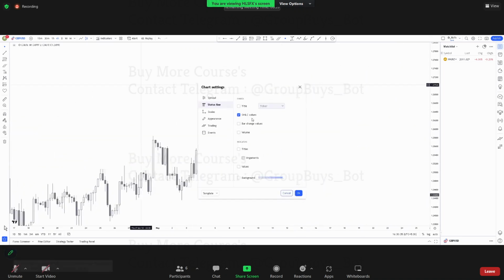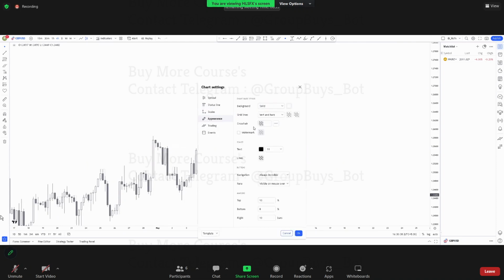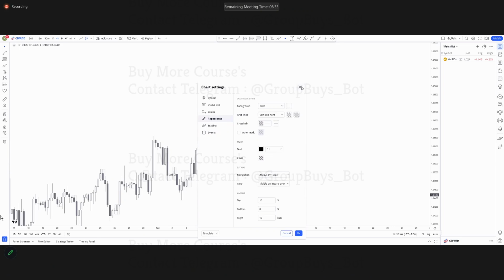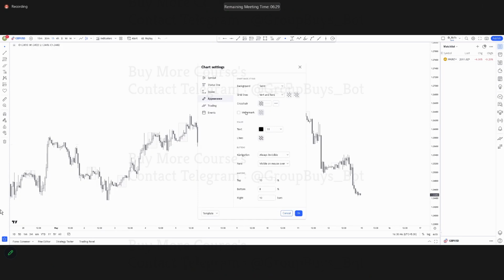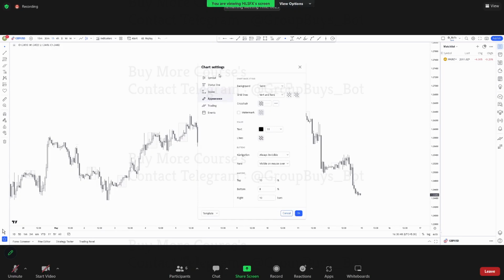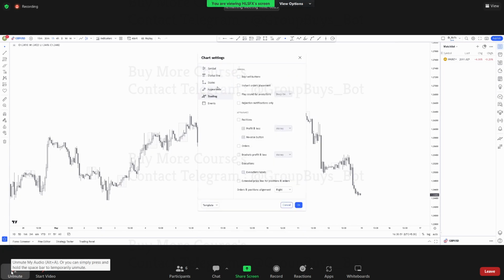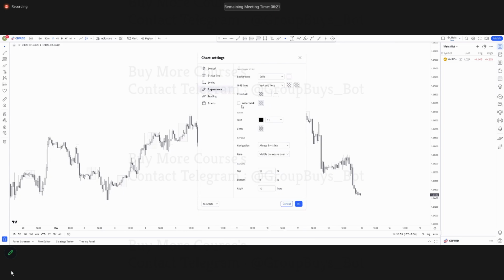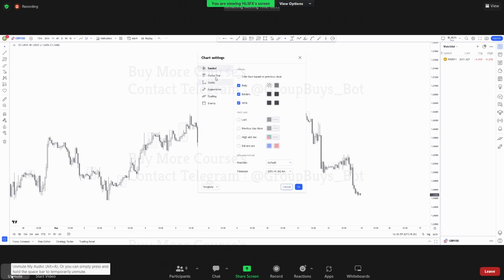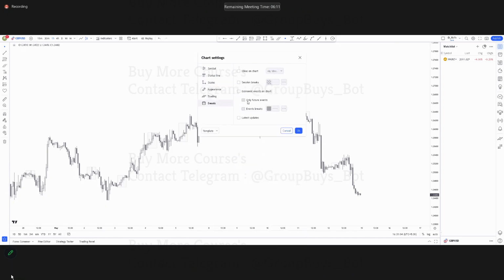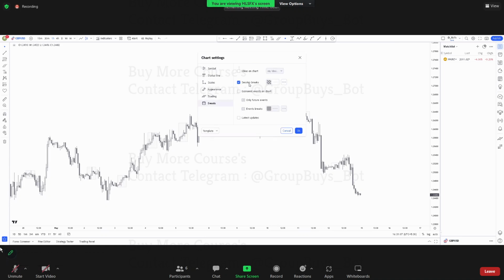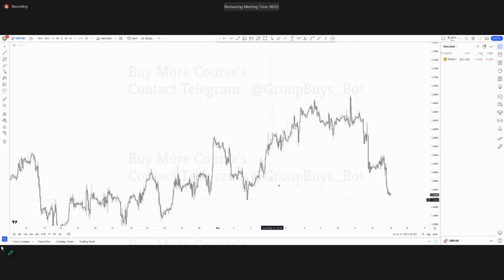Okay, let's go to the settings here, and then go to appearance. What is this time frame? It's 4 hour. Okay, let's go to the 1 hour time frame and go to the settings, appearance, scales, symbols, trading. Where is it actually? Yeah, session break, it's here. Okay, they've changed the settings. Session breaks now. Okay, now this is a session break.